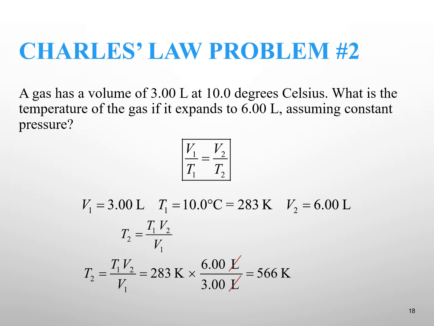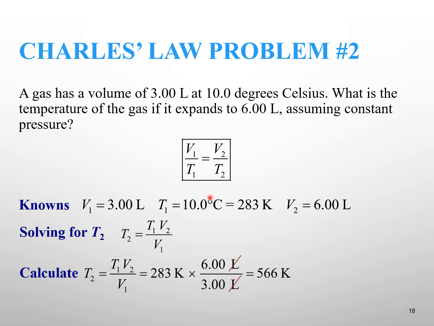Okay, so we have the next question here. It says our volume is 3 liters at 10 degrees Celsius. Remember V1, T1, but turn this into Kelvin first. What is the temperature if the gas expands to 6 liters? So this is the new volume. We have V2 is 6 liters, V1 is 3 liters, T1 is 10 plus 273, so 283 Kelvin. And we are looking for the new temperature, T2 right here.